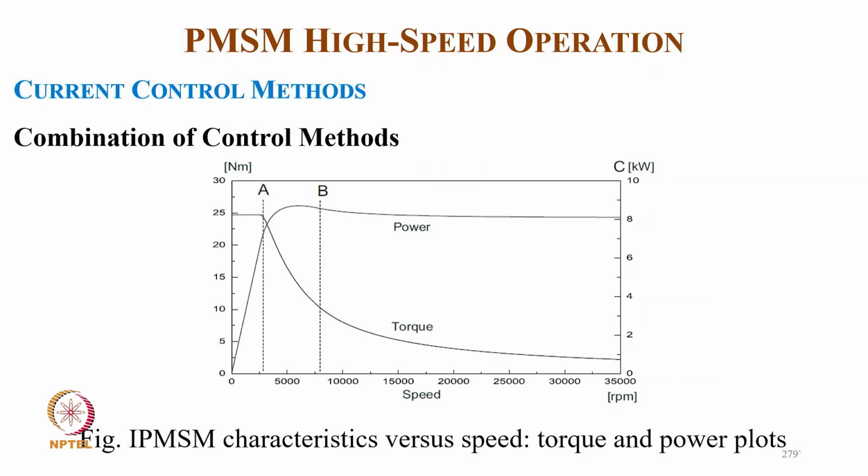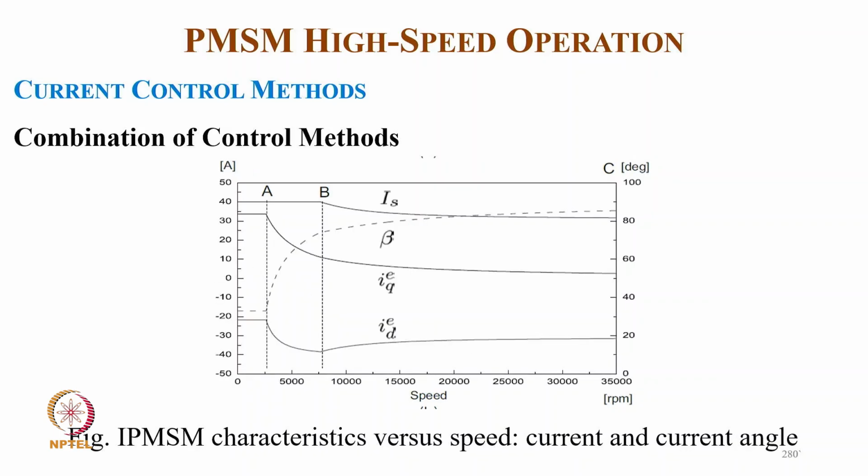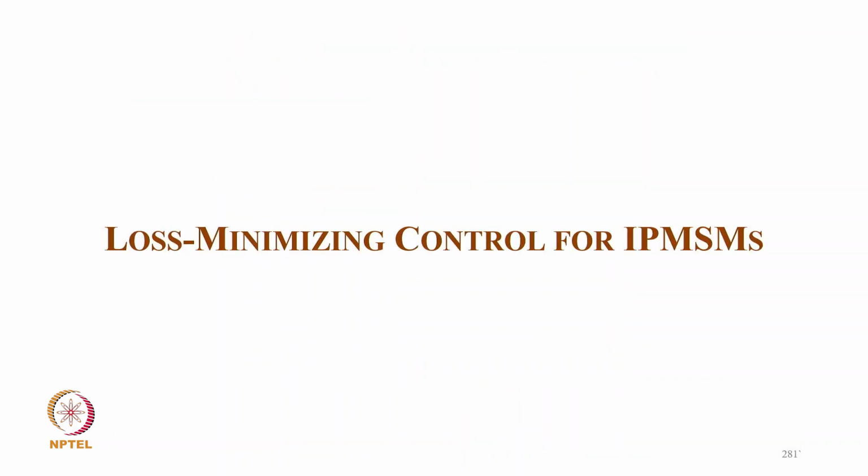These are for the combination of control for field weakening, because in the case of an electric vehicle we go to very high speed, like 35,000 RPM, but the base speed is typically only 2,600 RPM. And this is for current and angle control. So you can see, with the speed, how the total current and then the variation of beta, ID and IQ behave.